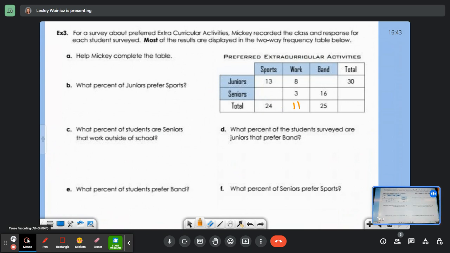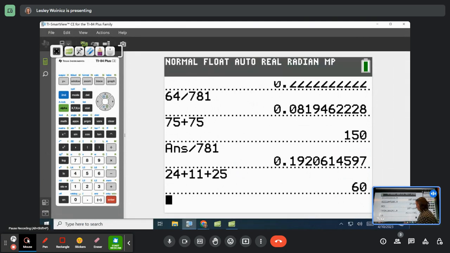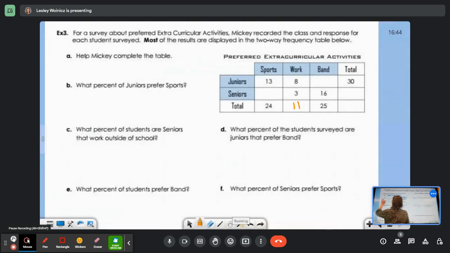24, 11, 25. Okay, I can do that. 24 plus 11 plus 25. I'm getting 60 total students that were surveyed. Okay, well, that's good because I know that there were 30 juniors and 60 total kids. That means there must have also been 30 seniors.